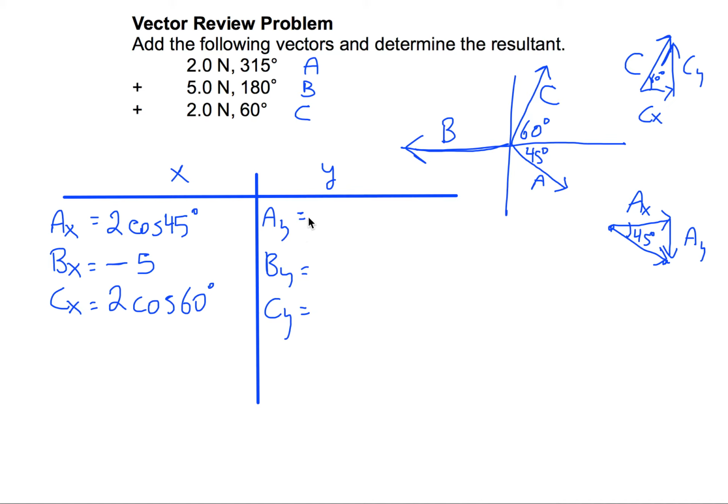And then we're going to look at the y component. So over here, that y component is opposite, that uses sine. It's also going down, so it's negative 2 sine of 45.